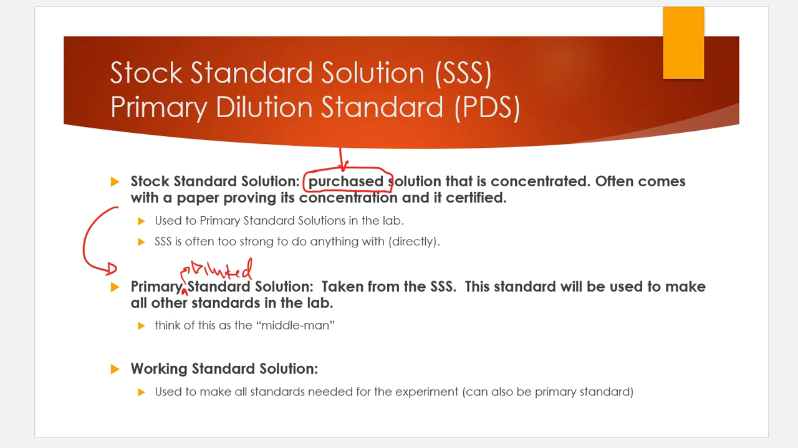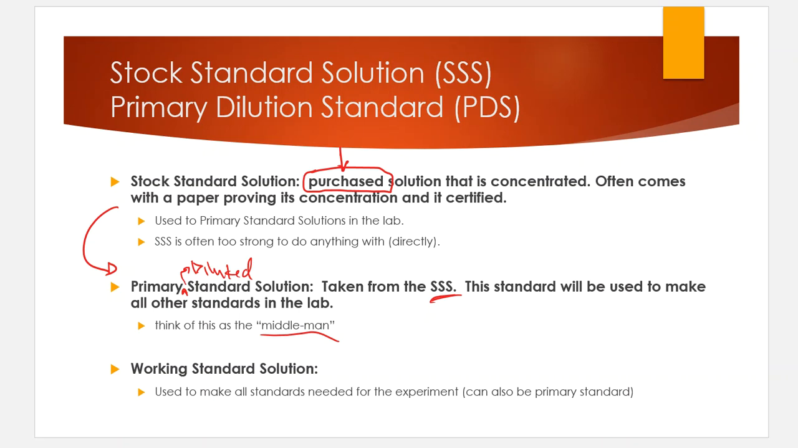All right, so primary standard solutions or primary diluted standard solutions are taken from the stock standard. So we've weakened it, and we've weakened it to make like a middleman solution or middle woman solution. I don't want to play gender role here, right? So middleman or middle woman, this is what's going to be used to make everything else with. So it's a good starting place. We've made it weaker, but not weak enough.